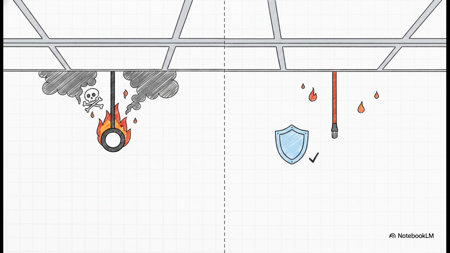Speaking of cables, there is a highly specific exam hook you absolutely must know. Have you ever looked up at an office building's drop ceiling? That empty space above the ceiling tiles is actually often part of the building's air circulation system. If you run network cables up there, they legally must be plenum rated. And why is that? Because standard cable jackets, if they catch fire, release incredibly toxic gases. Plenum rated cables are fire resistant and stop those toxic fumes from circulating through the building's air supply. It's an absolutely critical safety standard.